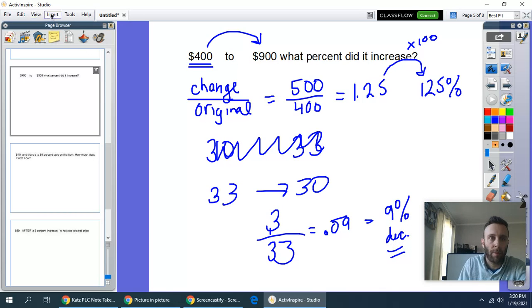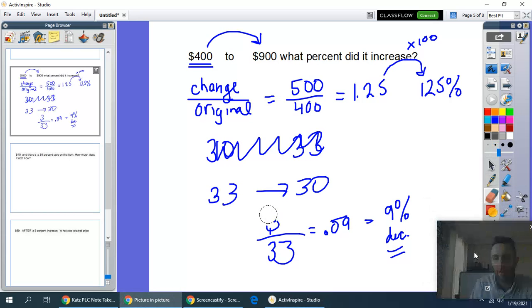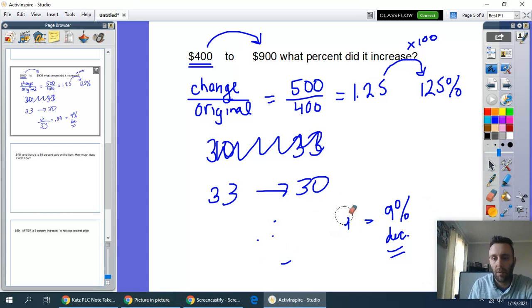Now, for your purposes, go ahead and I'm just going to erase this real quick, and I'm just going to put the problem right here at the bottom. There we go. All right.